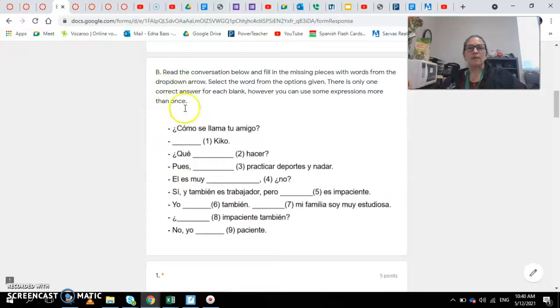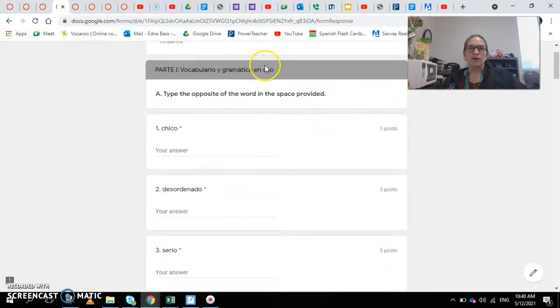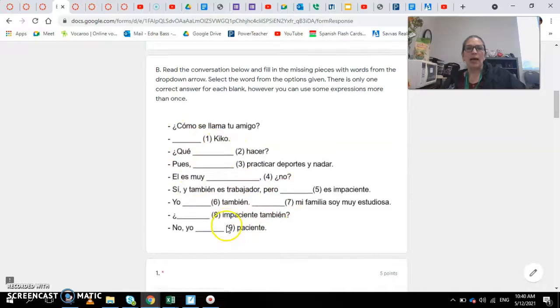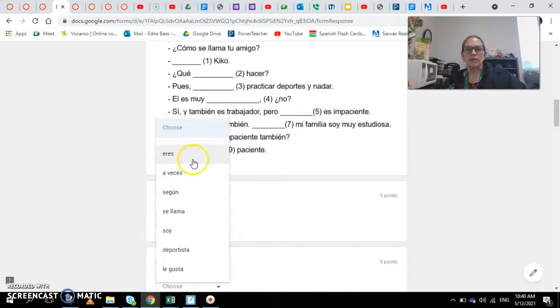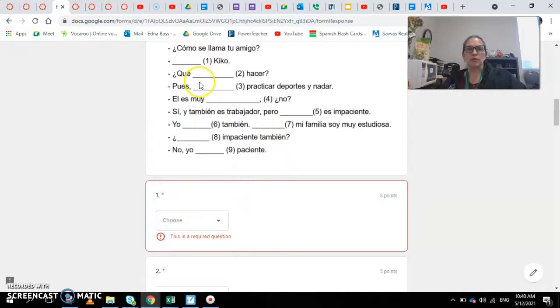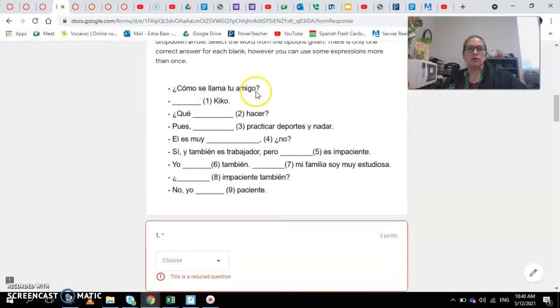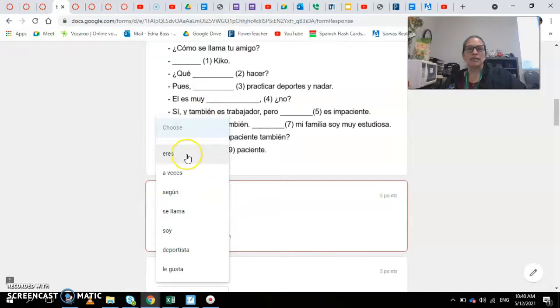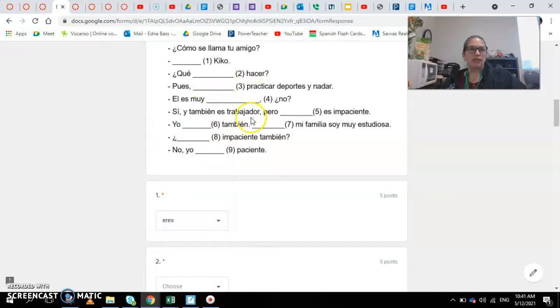In this second part, this is vocabulary and grammar. In this second part of the vocabulary and grammar part, you have a conversation. In this conversation, you have 9 spaces. I gave you 7 options. So you're going to pick which one you think will go here in the first one. When you follow the conversation, what goes in this number 1 blank? So in number 1 blank, I say whatever I think it is.